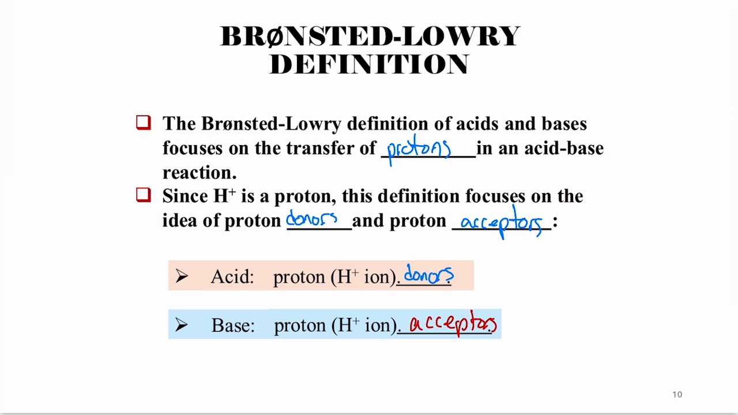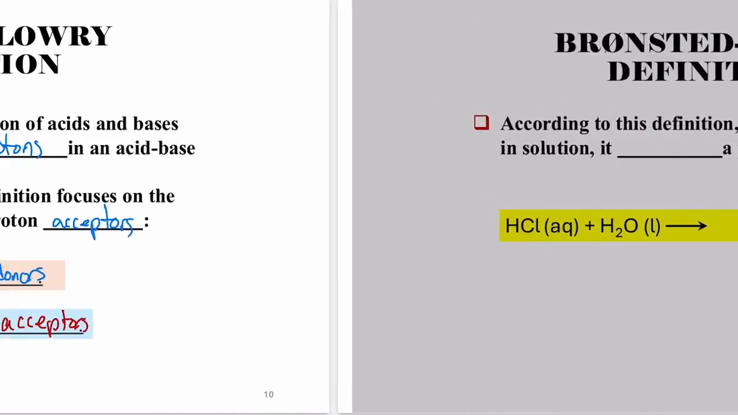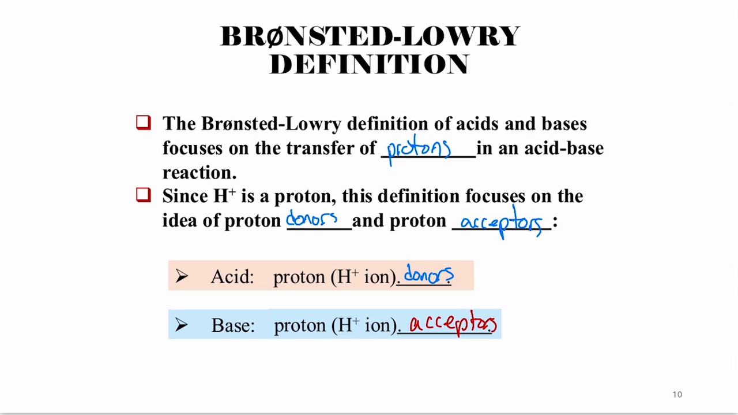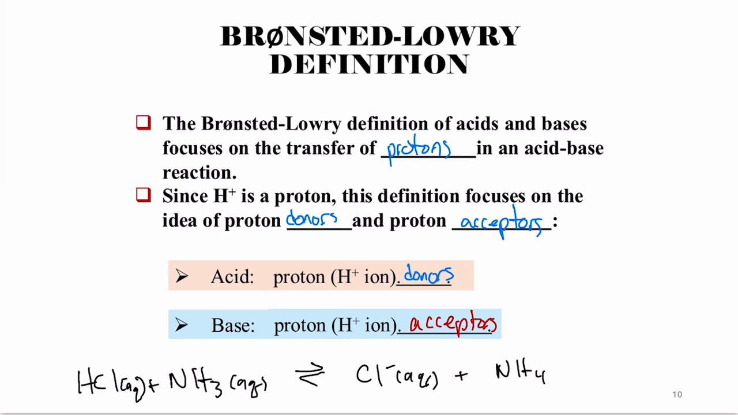And so now that allows something like ammonia to then act in a neutralization process, right? So if we have HCl plus NH3, we can say ammonia acts like a base in this way because ammonia accepts the proton, it's a proton acceptor, and hydrochloric acid is the proton donor. So this becomes Cl minus plus NH4 plus, right?